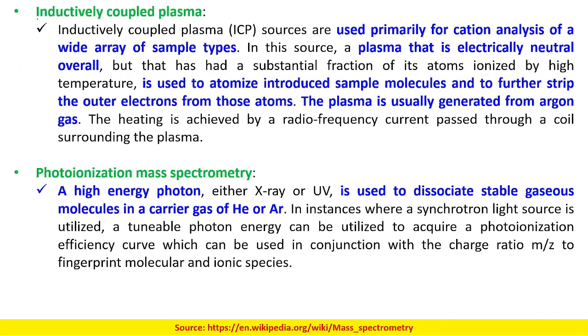Then we can have inductively coupled plasma. We have already discussed in the AES how the ICP method can help us in generating ions. Then we can have photoionization mass spectrometry. Over here we can use X-ray or UV to generate the ions, and a high energy photon is used to dissociate stable gaseous molecules in a carrier gas of helium or argon.